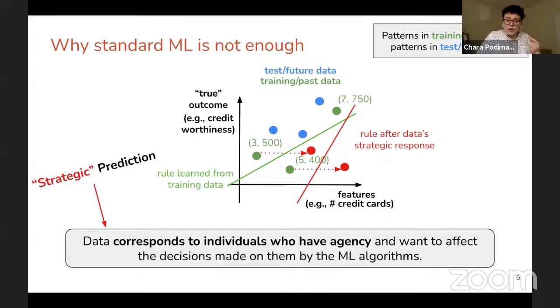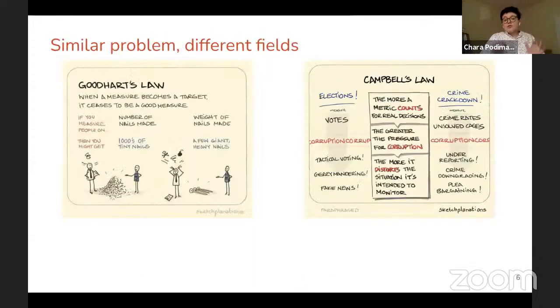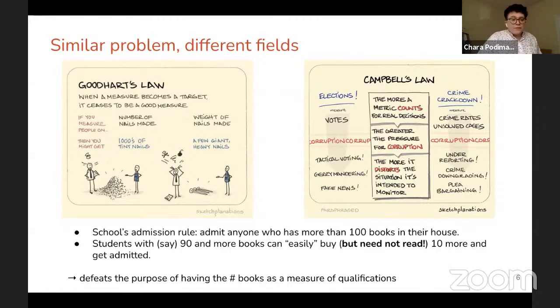And I'd like to pause for a second and say at this point that this is not something that has just appeared right now. This is already known in the fields of economics and public policy under different names, Goodhart's Law or Campbell's Law and many other names. And at a very high level, these laws say that when a measure becomes a target, it ceases to be a good measure.